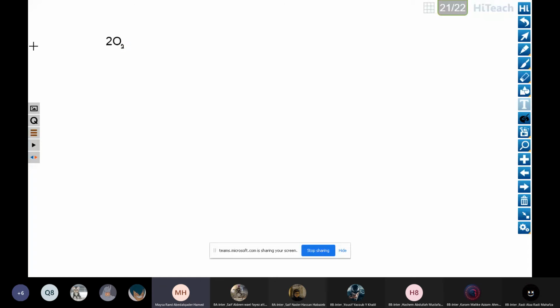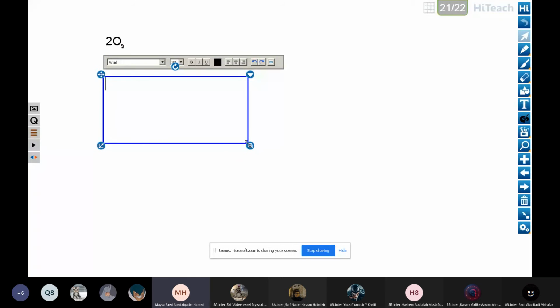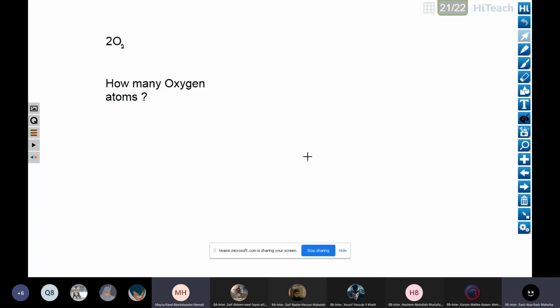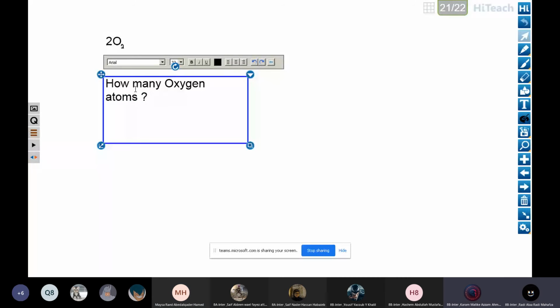How many oxygen atoms do you have here? Who didn't answer? Yes, Radi. How many oxygen atoms do you have? 2 oxygen atoms. Are they 2? Look at the coefficient together. How many oxygen atoms do you have here? You have 2O2. 4. They are 4. Why? Because this coefficient, I multiply it with the 2, which is the subscript. I get 4 oxygen.